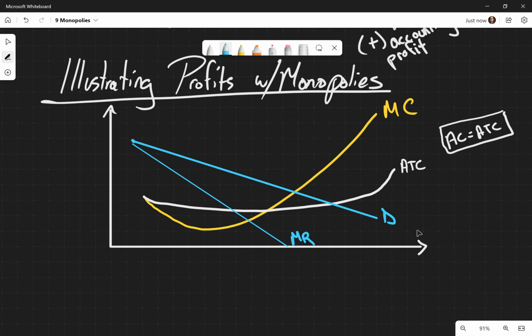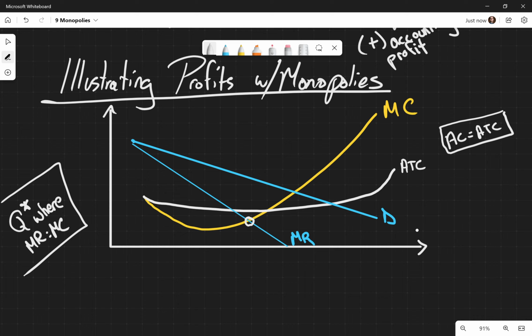So where are we going to produce, right? Doesn't matter if we're perfectly competitive. It doesn't matter if we're a monopolist. We're going to produce Q star where the marginal revenue is equal to the marginal cost, right? We know that's our profit maximizing rule. So we find our marginal revenue, we find our marginal cost, and X marks the spot. We drop a little anchor.